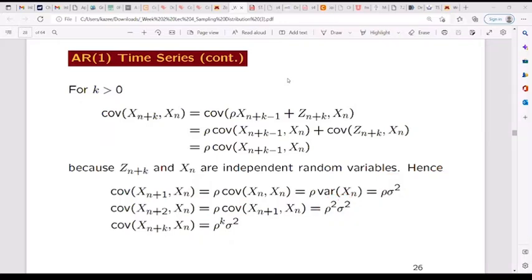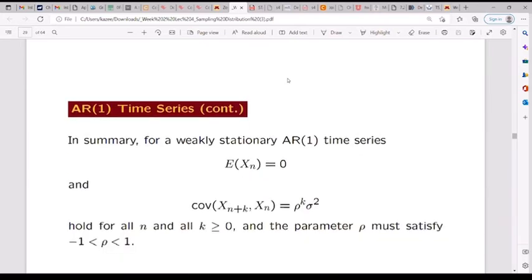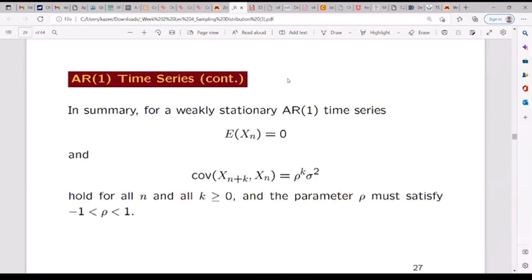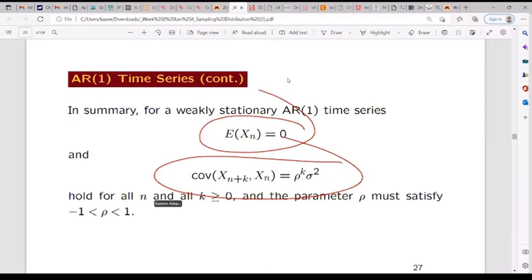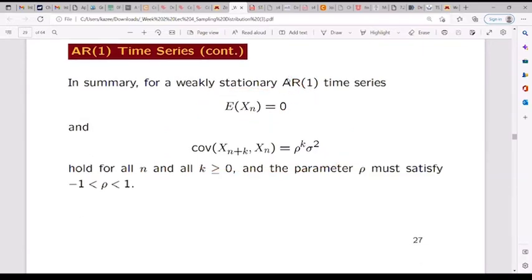Then it means for that one, we've been able to prove that the expected value of Sn equals that, and the covariance of two time series variables that are k distance apart equals that. That is what we just determined, where you can use the formula to get k equal to 1, k equal to 2, and so on like that. So take a look at that.